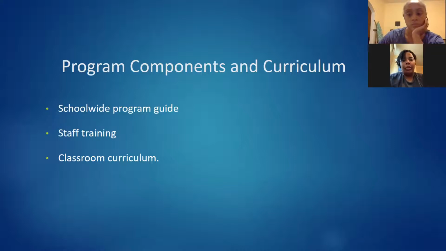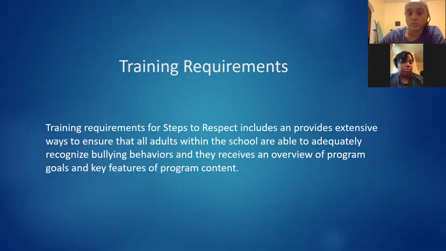So the program components are a school-wide program guide. It comes with staff training and then the classroom curriculum. I'll go into details for both the staff training and the classroom curriculum. The training requirement is an extensive training. The kit itself includes 3 different trainings for the staff: an all-staff training, a coaching, and then the curriculum. And then after that, there are 4 boosters.